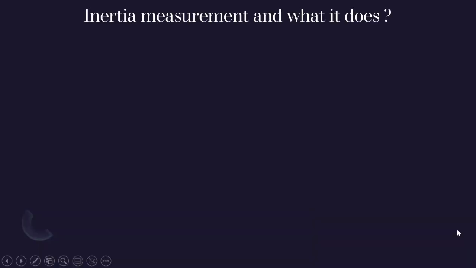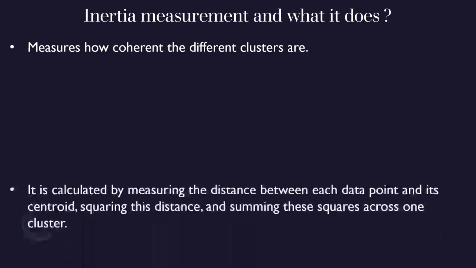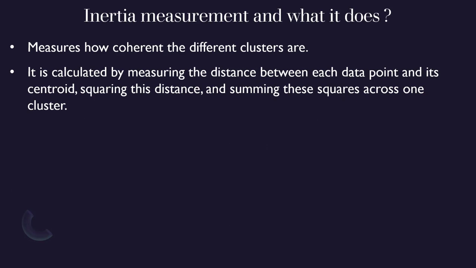To calculate the optimum number of clusters, we need to introduce the inertia measurement and see what it does. Inertia measures how coherent the different clusters are. It is calculated by measuring the distance between each data point and its centroid, then squaring this distance and summing these squares across one cluster.